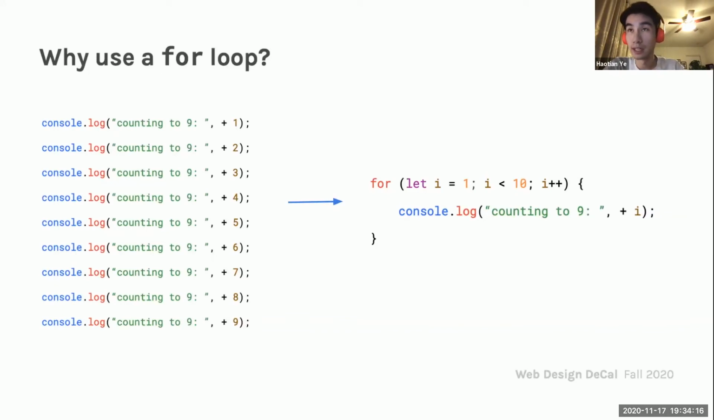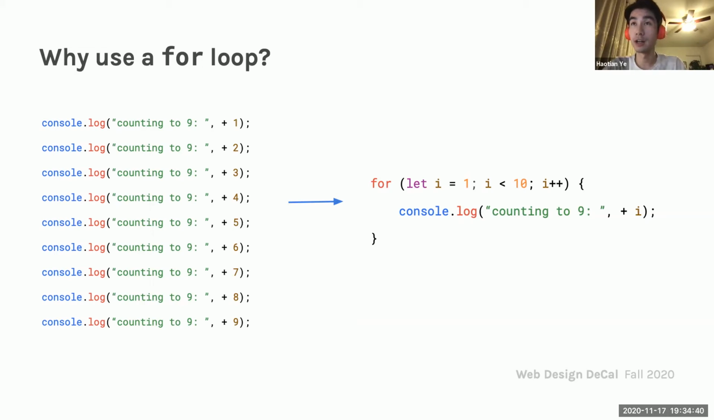Then we run this line again, "counting to 9" plus 2, which is the second line here. Then we come back into the loop, add 1 again to i, so it becomes 3. 3 is less than 10, so we run the same line, "counting to 9, 3". That's this third line, and so on and so forth until we reach 9. Once i is 9 and we run this line, we come back into the loop and add 1. i is now 10.